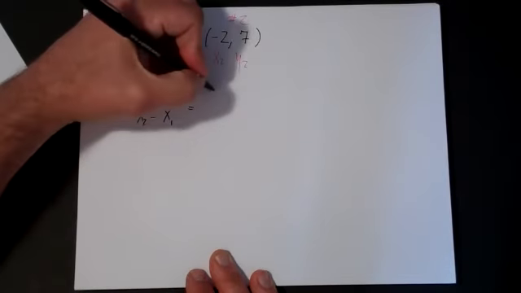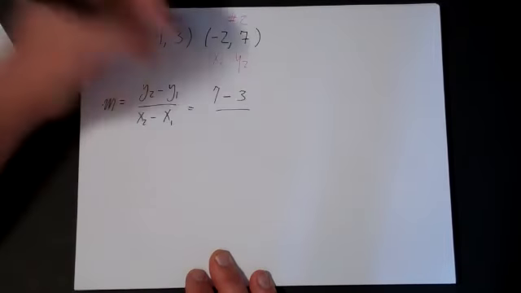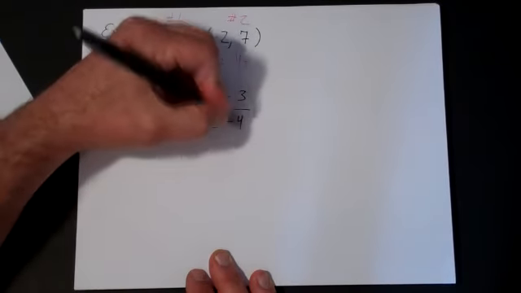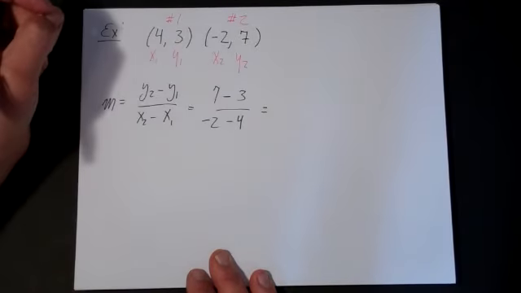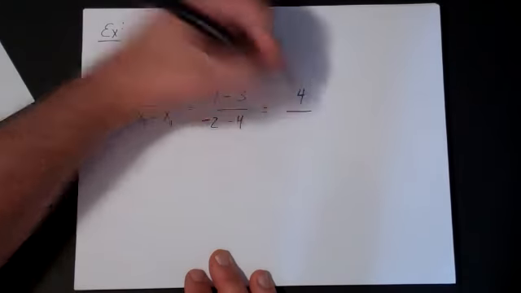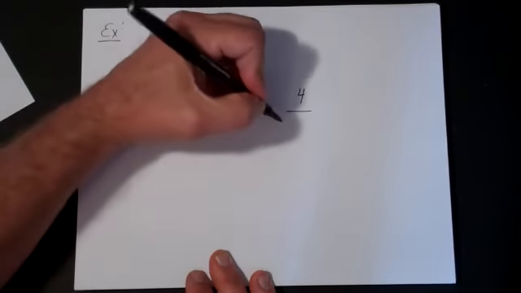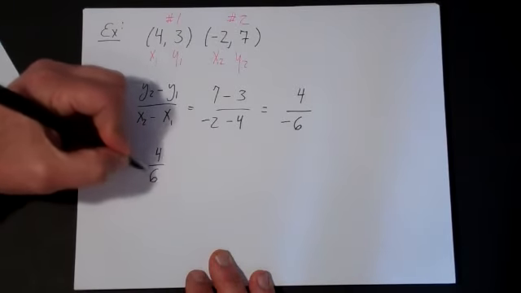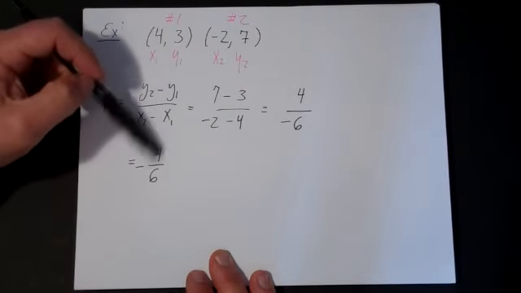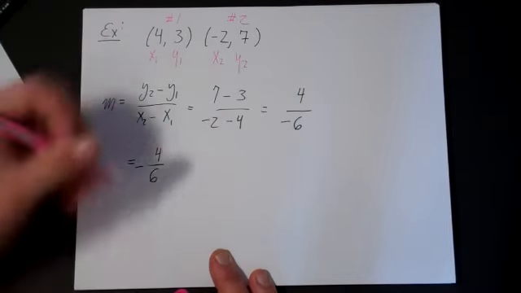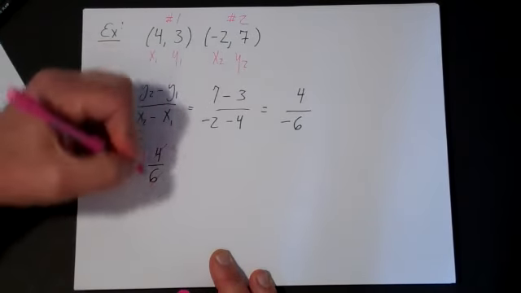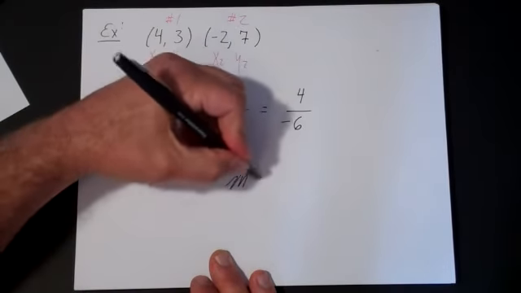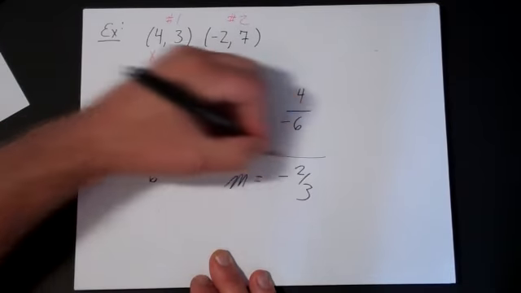So that's going to be 7 minus 3 over minus 2 minus 4. Be very careful with your positive and negative signs. 7 minus 3 would be 4. Minus 2 minus 4 is a minus 6. So your slope is a minus 4/6, except that you can simplify that. There's a 2 that goes into both 4 and 6, so you simplify that. Divide this by 2 and get 2, and divide this by 2 and get 3. So your final slope is going to be a minus 2/3.